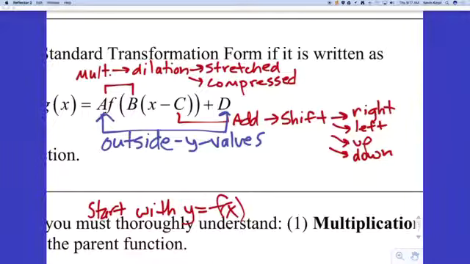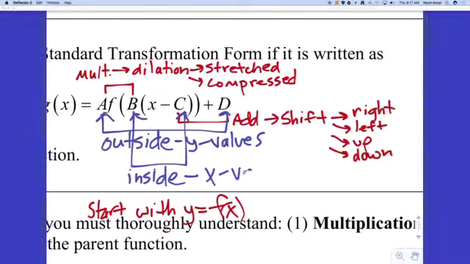Whereas if you look at the B and the C, I'll do it like this. The B and the C are inside the function. And if you're getting some values surrounding the x on the inside of the function, you're changing the graph's x values, or horizontally, okay? So outside, you're affecting the graph vertically, in other words, the y values. Inside, you're affecting the graph horizontally. You're affecting the x values. So now if you can combine those two dynamics, you'll know exactly what you're doing.